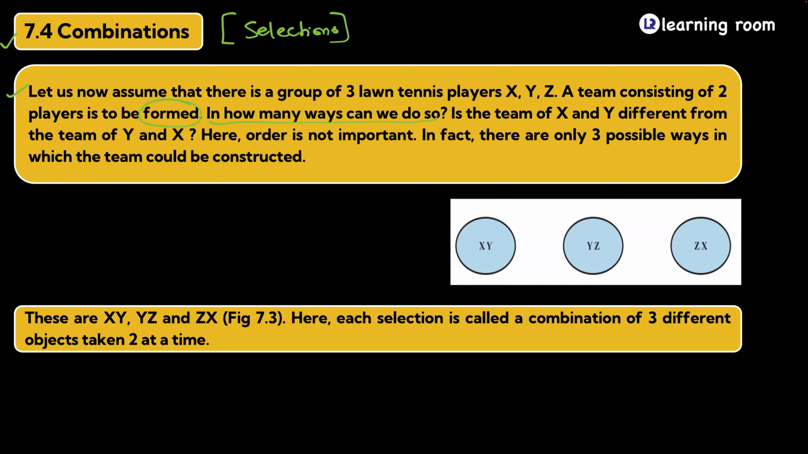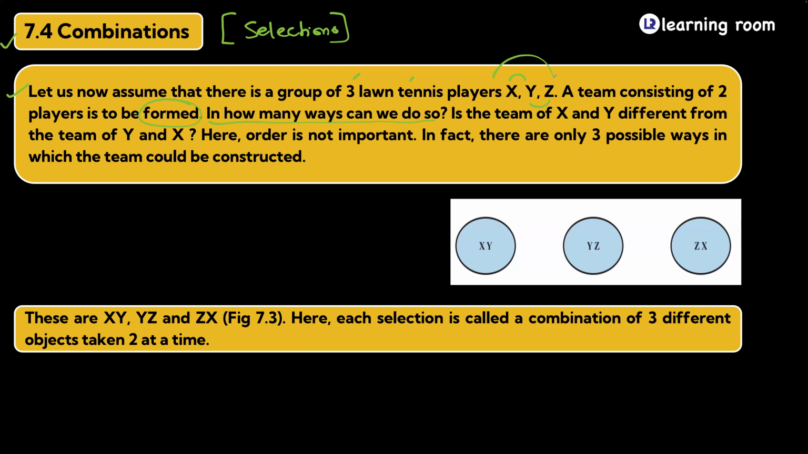What are they saying? There are three lawn tennis players, X, Y, Z. We are not concerned about their names. There is only one team required, for which you need two players. So what are the different combinations that are possible? You can have XY or YZ or XZ.